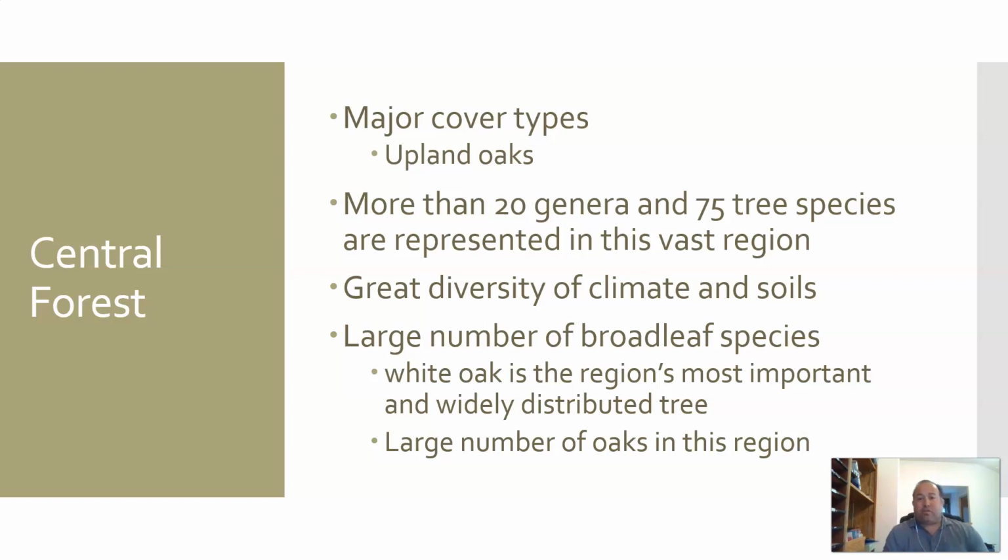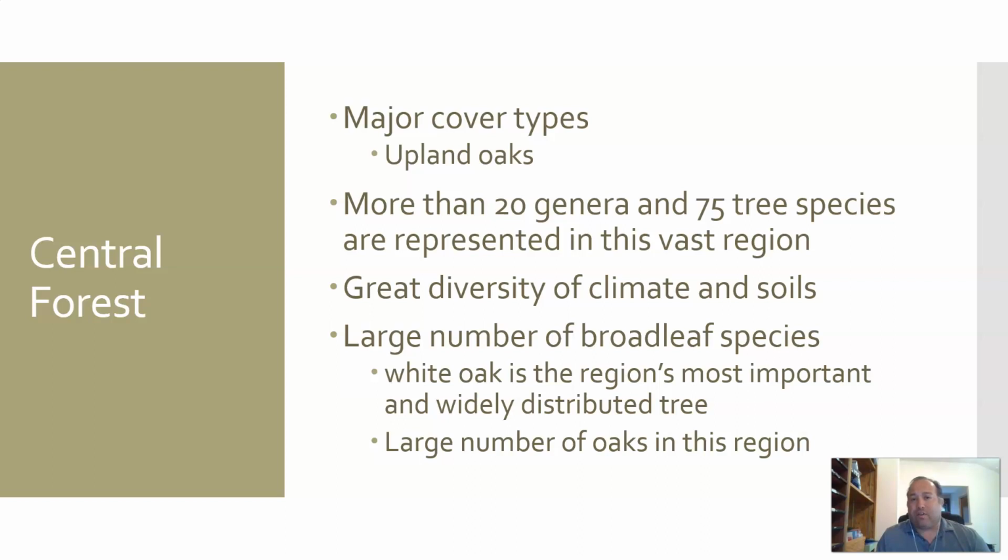In terms of the central forest, the major cover type is upland oaks. So a lot of different species of oak trees. In fact, it's a really diverse area, with more than 20 genera. So in our classification system, we talk about species. The next classification up is genus. And so we're saying there's more than 20 different genera in this area. And when it comes to species, there's over 75 different tree species being represented in this central forest.